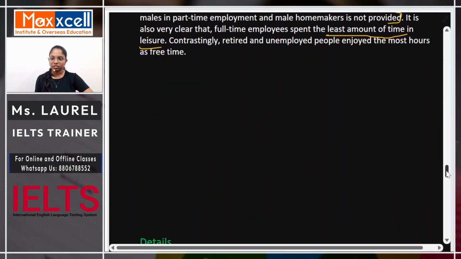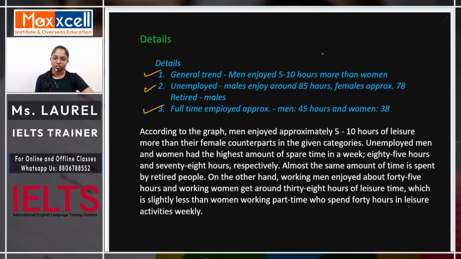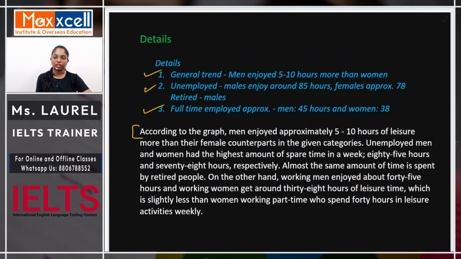Next we will look at the detailed paragraph, and for detail we had only taken 3 points. General trend, that men enjoyed 5 to 10 more hours, and then unemployed we had given details for that, and then we also need to give details for the full-time employed and the time that they spend in leisure. So you can see, according to the graph, men enjoyed approximately 5 to 10 hours of leisure more than their female counterparts in the given categories.